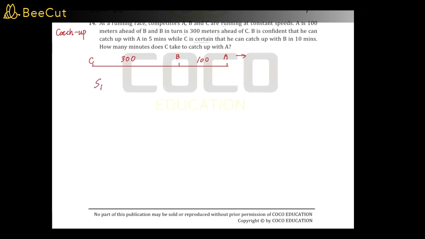So first we can find their speed difference. Speed of B minus the speed of A equals to the catch-up distance, 100, divided by the time. So it says that B can catch up with A in 5 minutes, divided by 5. Difference between their speed is 20. Then we check the difference between the speed of C and the speed of B. The distance between them is 300. C can catch up in 10 minutes time. So 300 divided by 10 equals to 30.